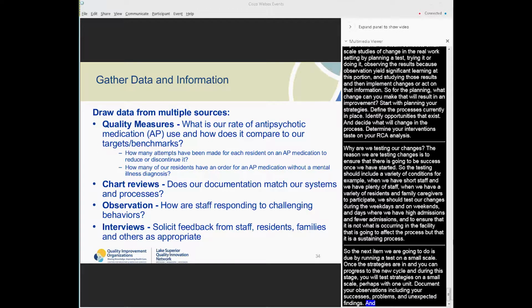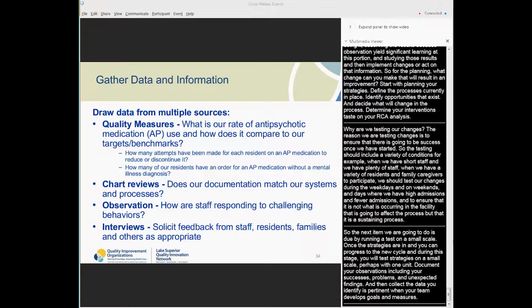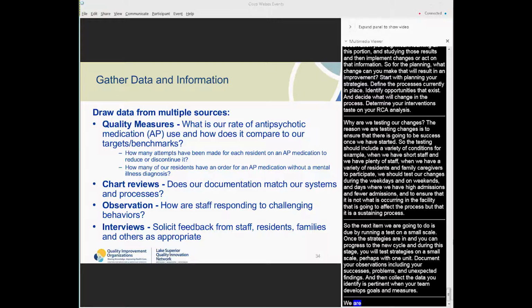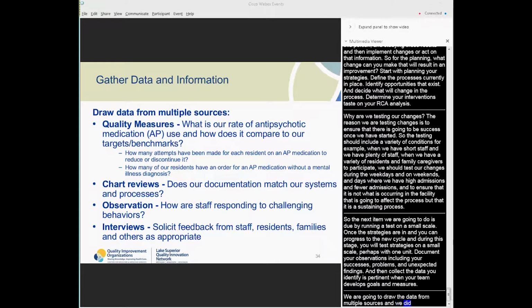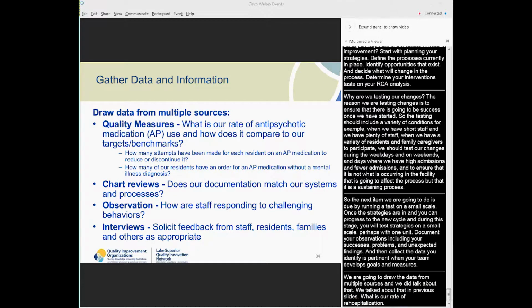We're going to draw the data from multiple sources, and we did talk about that. We talked about that in previous slides. What's our rate of rehospitalization? Who is being affected, and how are we going to work with them to improve those rates?